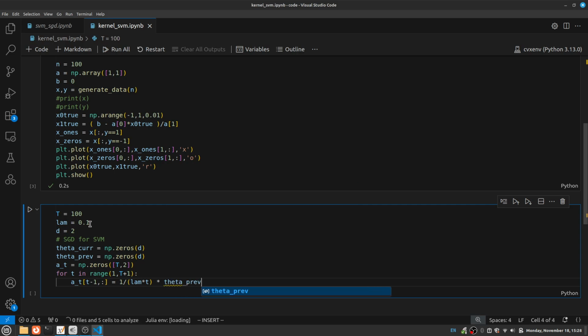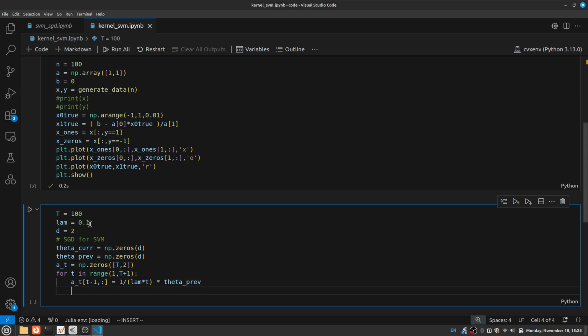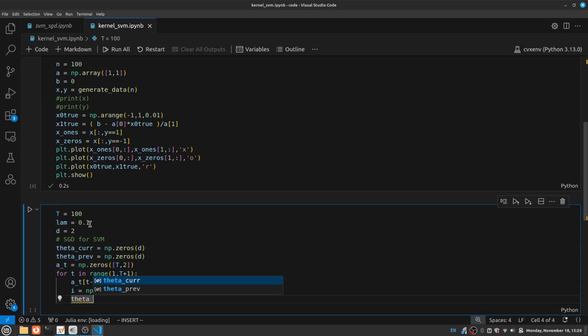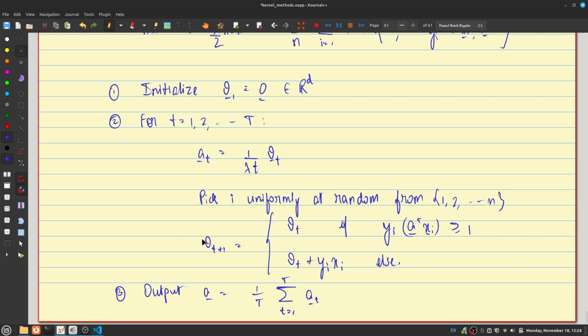This times previous, and I'm going to pick an i which is uniformly distributed between 0 and n minus 1 and set theta current to be equal to theta previous, but if y_i times the inner product between a_t and x_i is less than 1, right? So theta t plus 1 is equal to theta t if y_i times the inner product between a and x_i is greater than or equal to 1, but it's equal to this if this quantity is strictly less than 1.